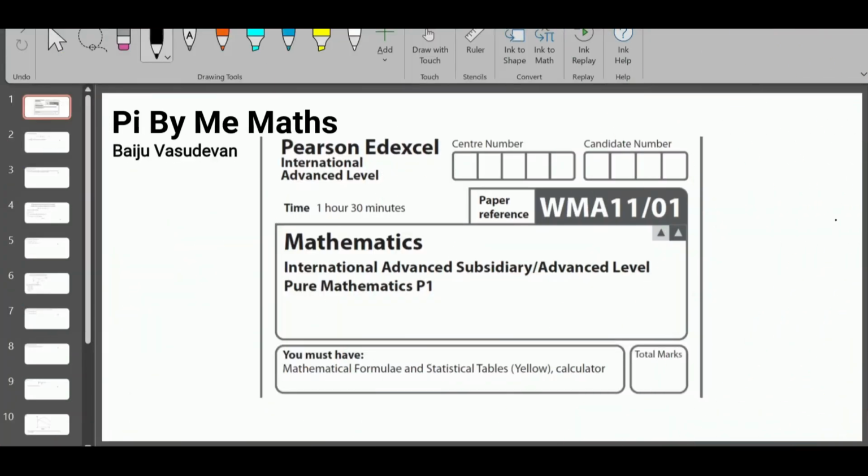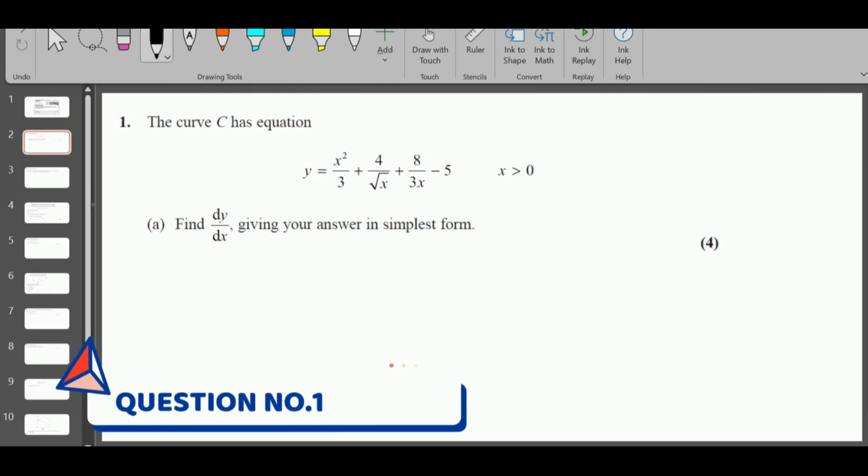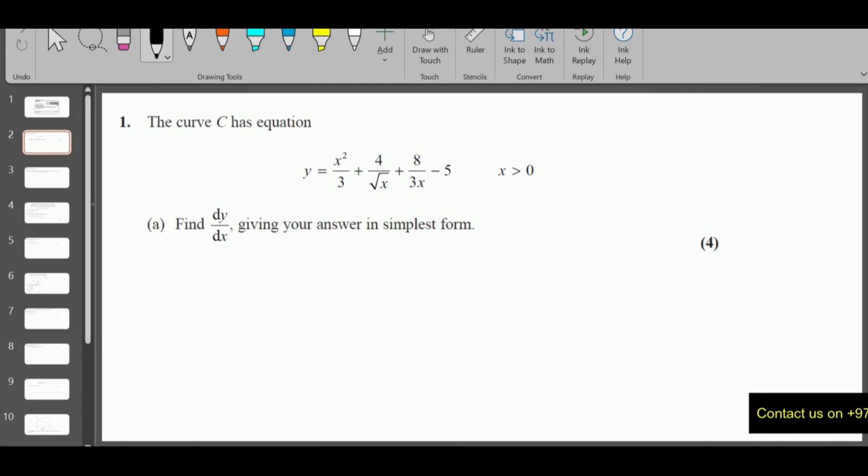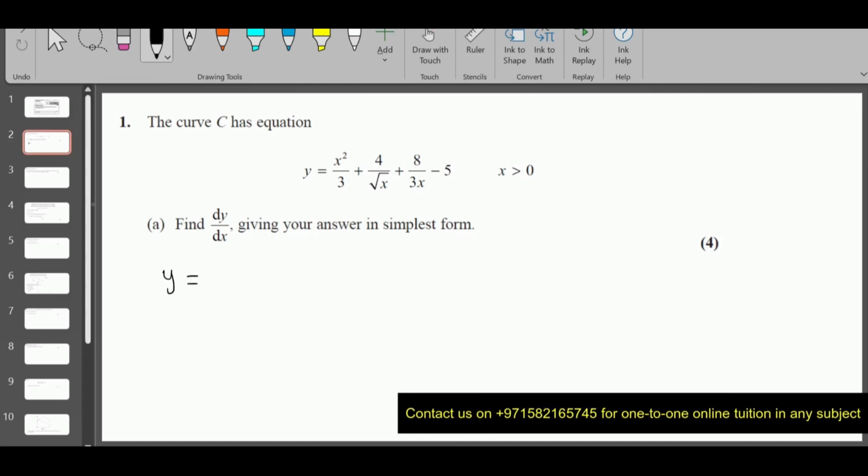This is Devan. Here we are solving the May-June 2021 Pure Math 1 paper. Let's look at question number 1. We have a function given, y is equal to this. Find dy by dx. Okay, first write the function this way.